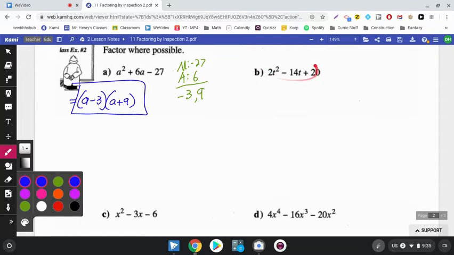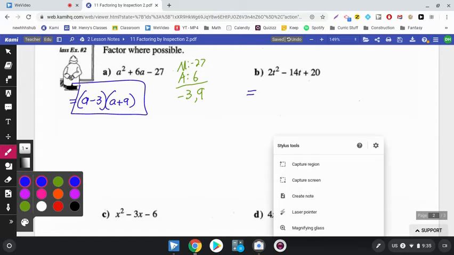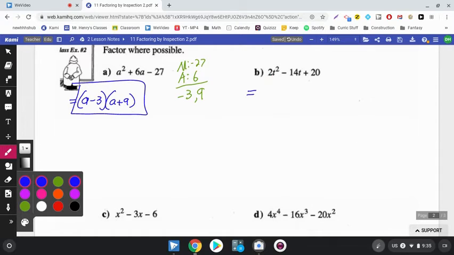But then what I remember is, hey, I can always factor out a GCF. That's the first type of factoring we learned. And all of these terms, 2t squared, negative 14t, and 20, are all divisible by 2. So I can factor out the 2. I get left with t squared minus 7t plus 10.